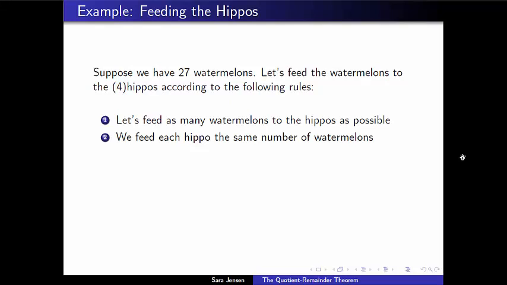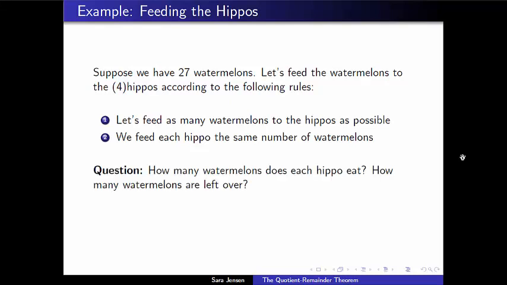Maybe they're at a zoo, you want to be equitable to the different animals that you have at the zoo, and so let's do this following these rules. So again, to summarize, if the number of watermelons that we have is not perfectly divisible by the number of hippos that we have, we'll have to have some sort of leftover, and let's just let that leftover be. Then we're going to feed as many watermelons to the hippos as we possibly can while following that leftover rule, and we're going to be very fair. We're going to feed each hippo the same number of watermelons.